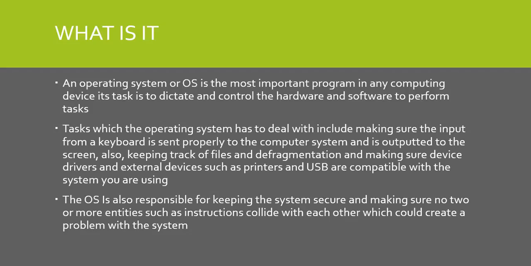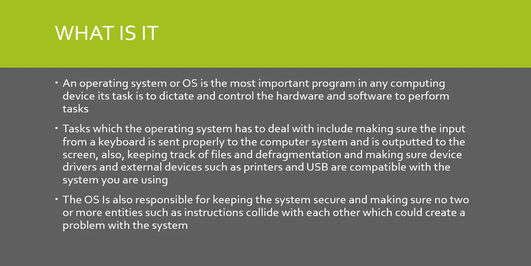The operating system also makes sure that the device drivers and external devices such as printers and USB are compatible with the system you're using. So sometimes, say if you have a really old laptop from 1997 and you're trying to use it with a USB that came out in 2014, what the operating system would do is check whether the USB is compatible with your system that was made in 1997. Now, this probably wouldn't work, but that's what the operating system does. It checks if it is compatible, and if it isn't compatible, it sends you a warning saying that this isn't compatible, we apologise, it's just the way the system is.